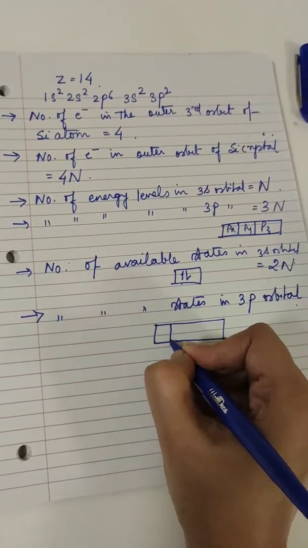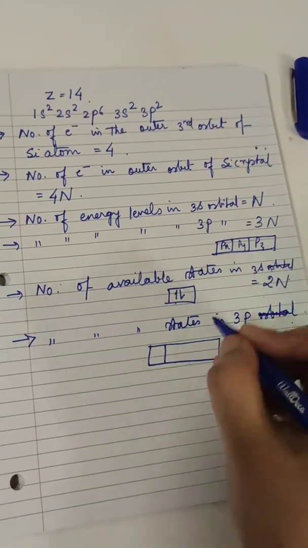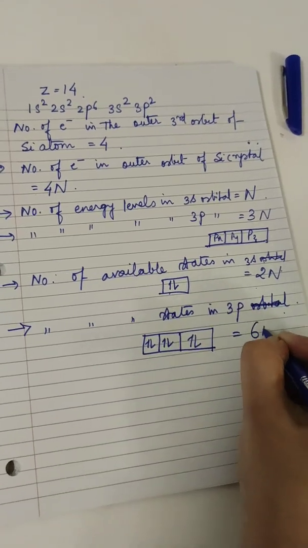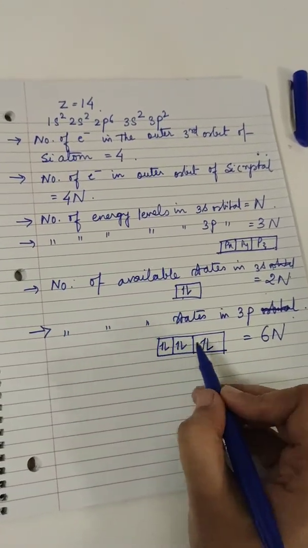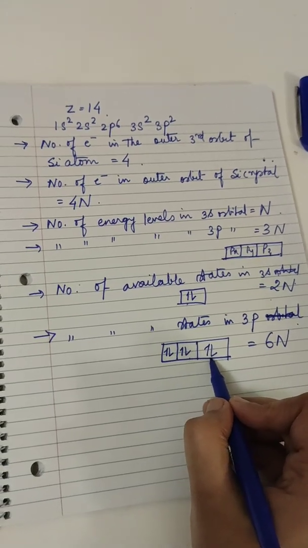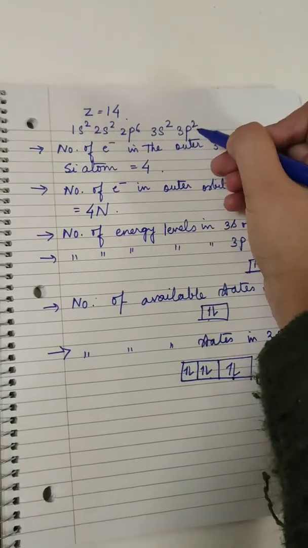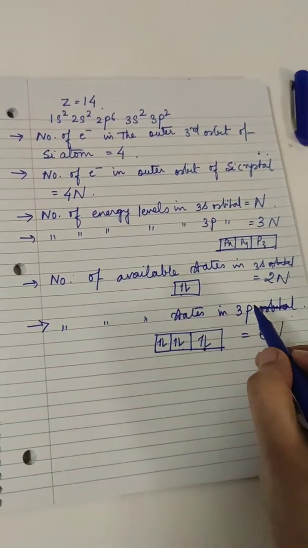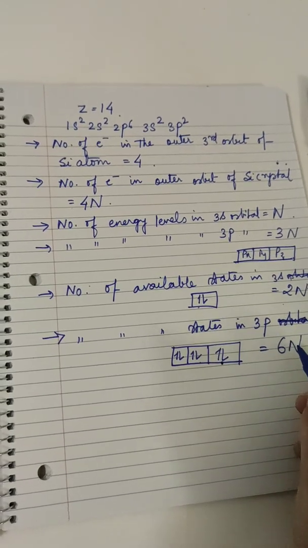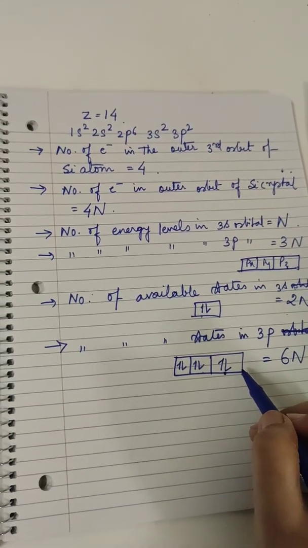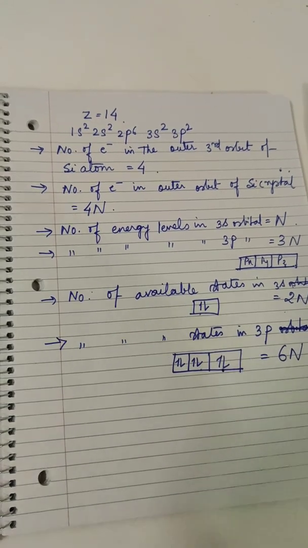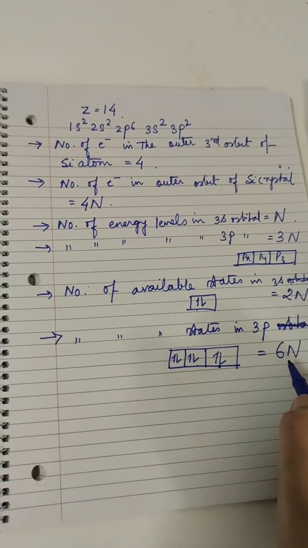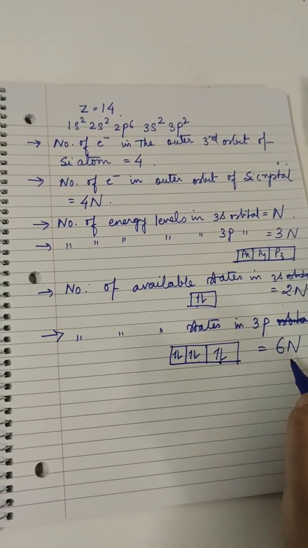In the 3p energy band, not orbital, there will be 6n available states. In one 3p orbital there can be 6 available states. There are 2 electrons, but there can be 6 available states. So the number of available states in the 3p energy band will be 6n. In one atom there can be 6 available states, so in n atoms there will be 6n available states.